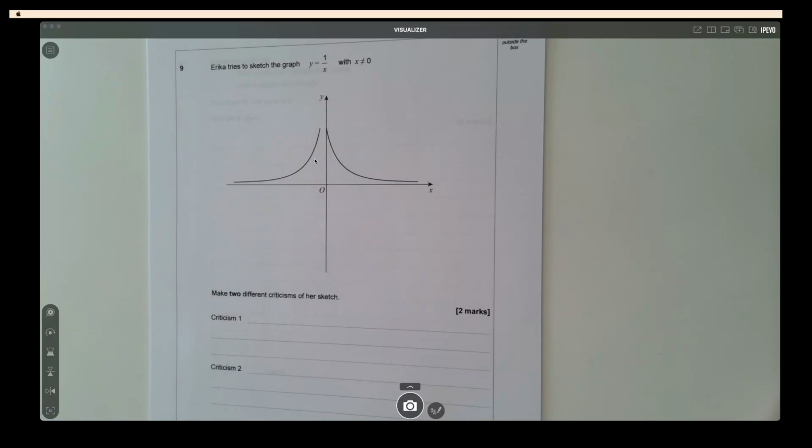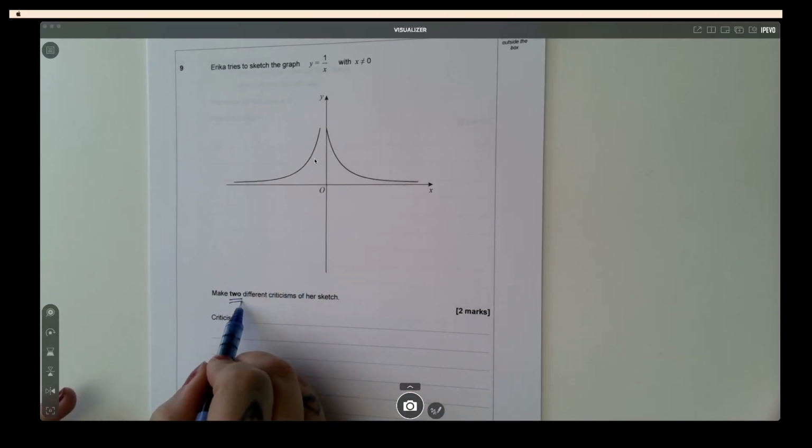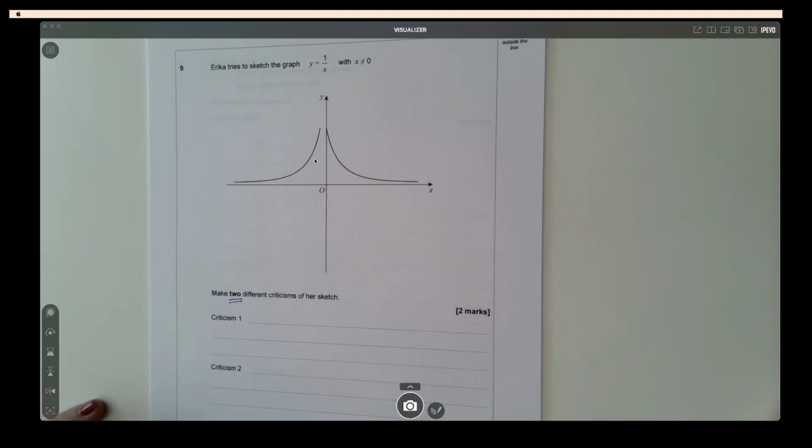Question 9. Erica tries to sketch the graph y equals 1 over x, with x not equaling 0. So y equals 1 over x is a reciprocal graph, or an inverse proportion graph. You may have heard of it that way. So this is Erica's sketch. We need to make two different criticisms of her sketch. So we've got criticism 1 and criticism 2.